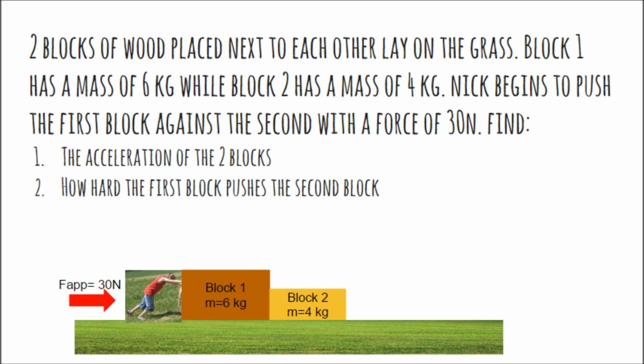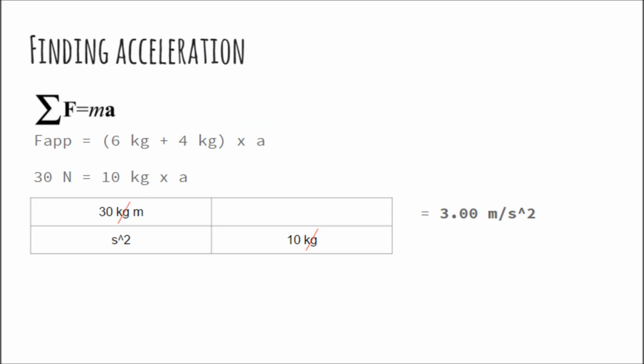In this problem, two blocks of wood are placed next to each other and they are laying on grass. Block 1 has a mass of 6 kilograms, while the second block has a mass of 4 kilograms. If Nick begins to push the first block against the second with a force of 30 newtons, we have to find the acceleration of the two blocks and how hard the first block pushes the second block.